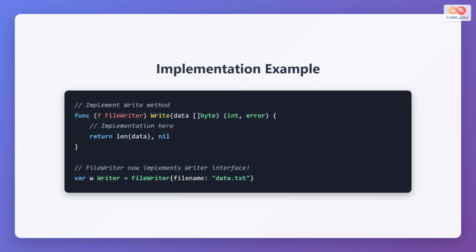Here's an example of implementing the Write method for the FileWriter type. The Write method takes a FileWriter receiver and a slice of bytes as input. The implementation details are omitted here, but the method returns the length of the data and a nil error. Because FileWriter now has the Write method, it implicitly implements the Writer interface. We can create a variable w of type Writer and assign a FileWriter value to it.